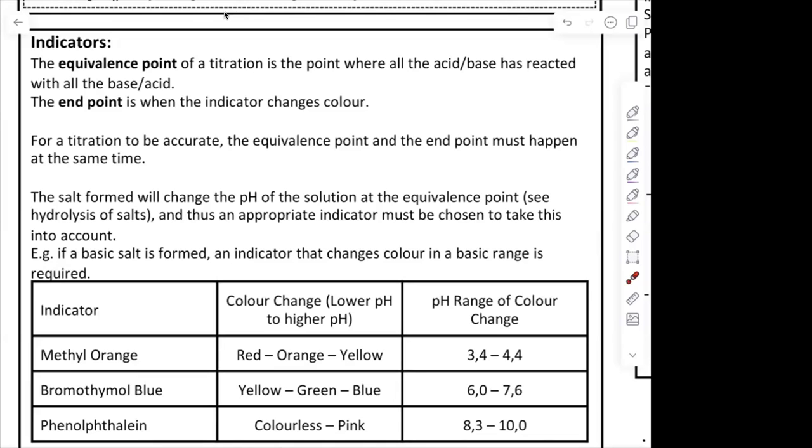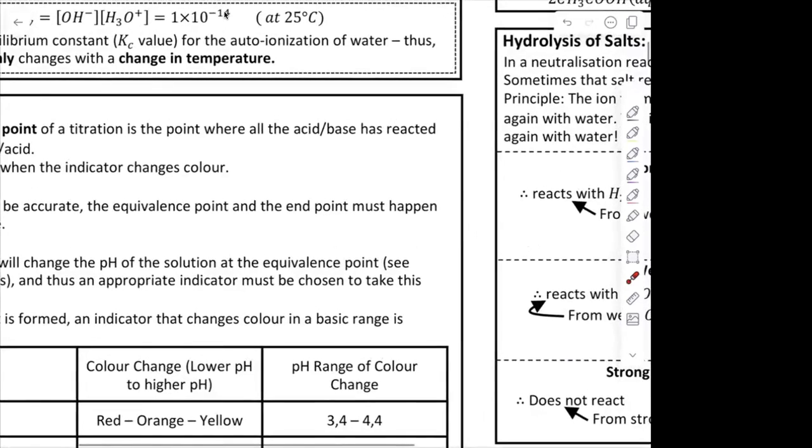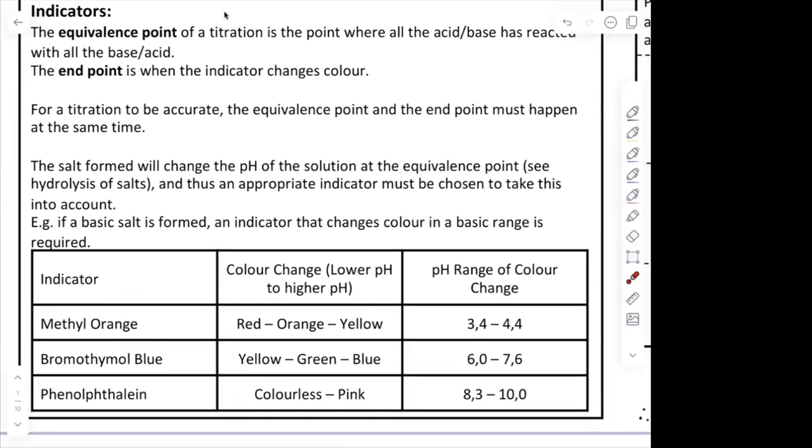Sometimes they'll give you a question of, please select the right indicator for the following titration. And you need to be able to figure out how to know that from that point onwards. And we'll have a look at that as well. For a titration to be accurate, the equivalence point and the end point must happen at the same time. That's how you know that you have a really accurate titration.